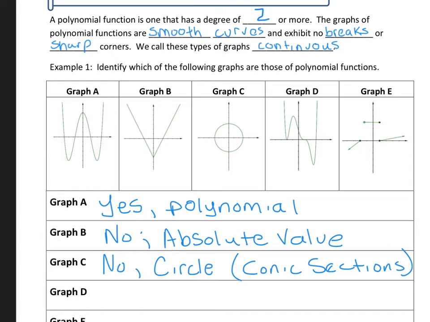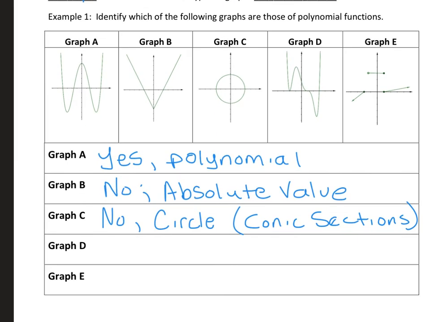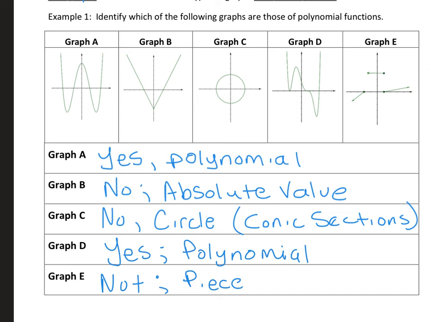And graph D, as you can see, again, is a really nice curvy graph. It has no breaks in it, no sharp points. So this is definitely a sign of a polynomial function. And the last one, graph E, well, it's got breaks. Some parts of it are discrete, meaning they start and stop. And so this is certainly not a polynomial function, and we've already studied these. We call these piecewise functions.